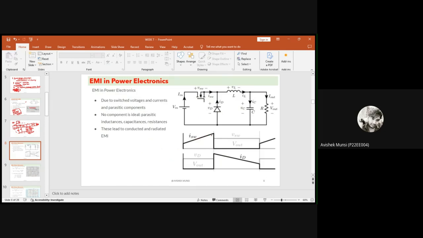This is the waveform of the switch, where you can see that these are the switched waveforms. So what happens in the case of the switched waveform is that they introduce transient noises, and other than that, if you have a lot of passive components like inductor, capacitor, resistance, they also introduce some parasitics.